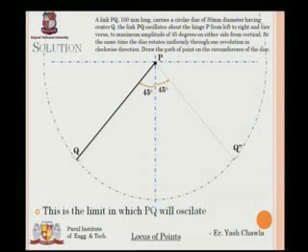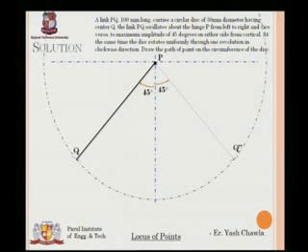The next thing that we are going to study is, these are the limits P and Q. The Q and Q dash are the extreme positions beyond which the oscillation will not take place.